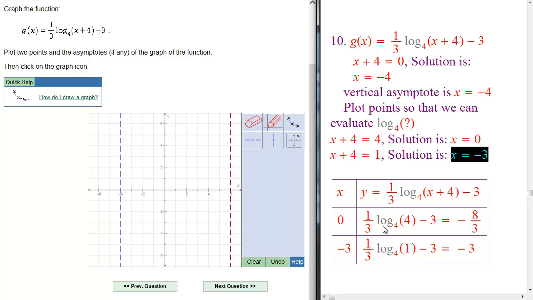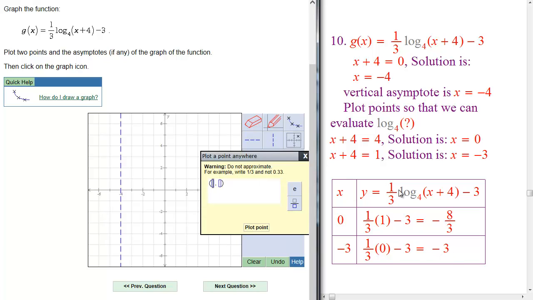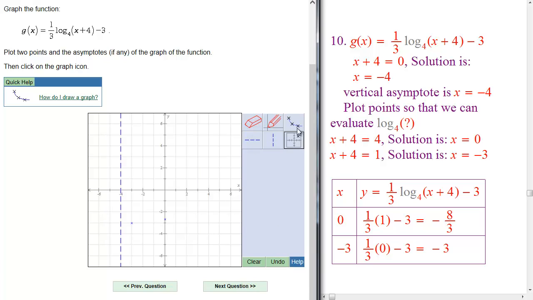Okay, now just evaluate. 4 to what power gives you 4? We know it's 1. So this is going to be 1/3 times this value, which becomes 1, and that will make it -8/3. What about this one? 4 to what power gives me 1? 4 to the 0 power will give me 1. So that value is 0, which will give us -3. So plot those points and then connect.